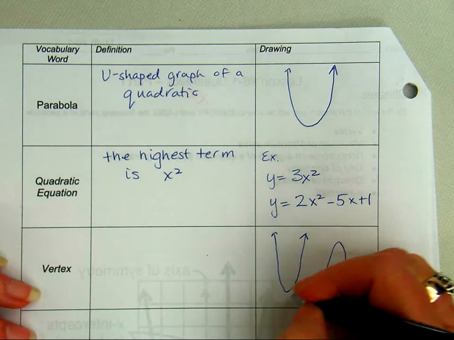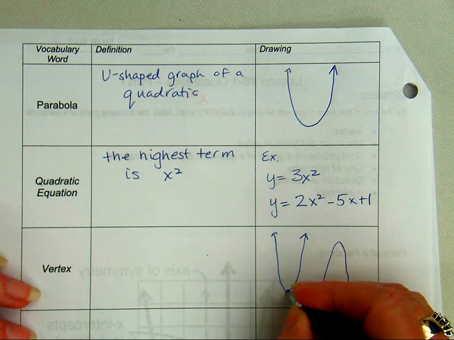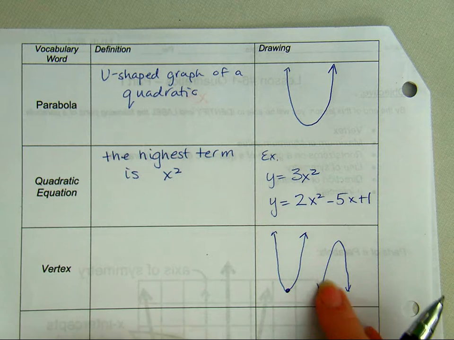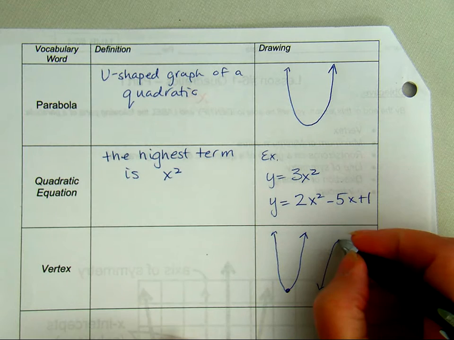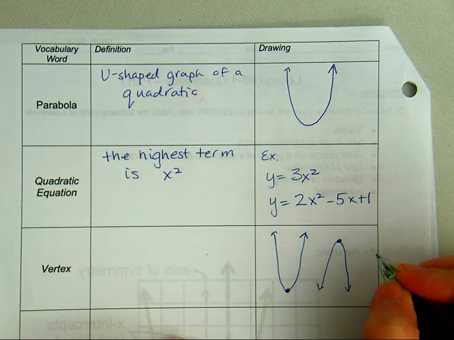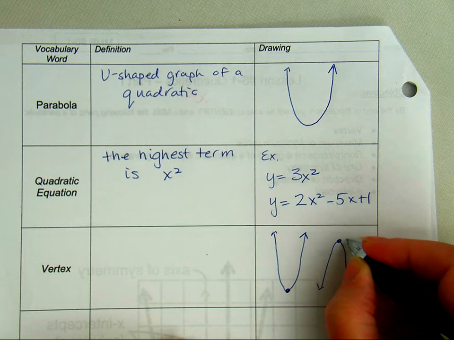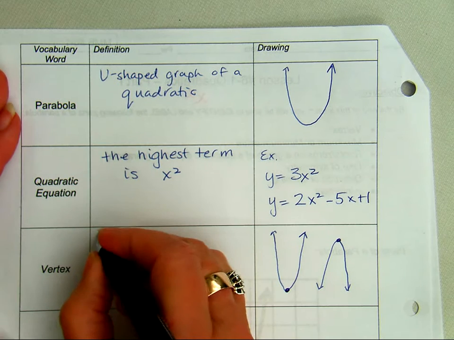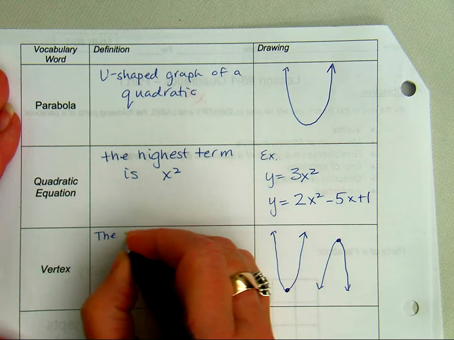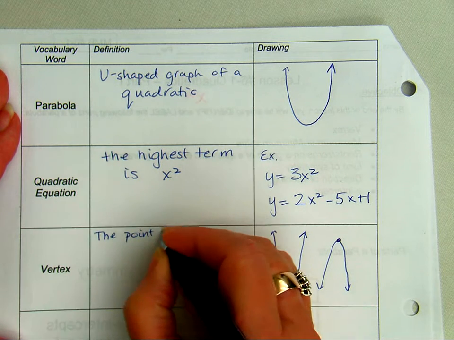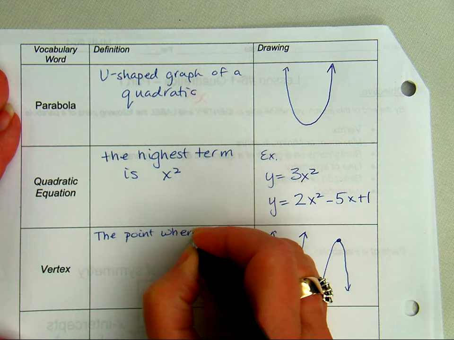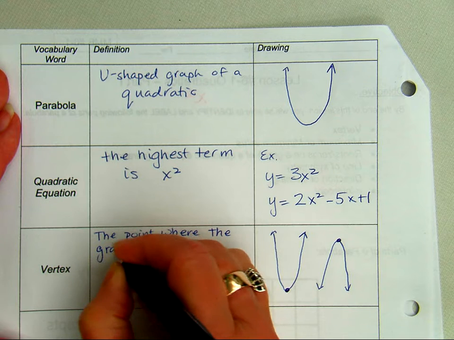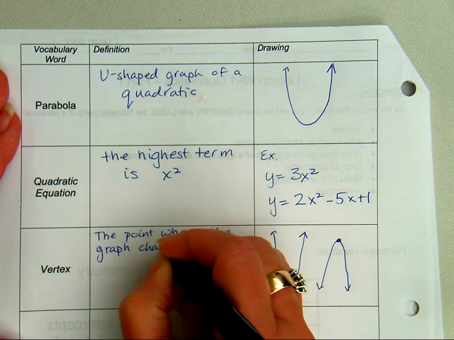For the ones that open up, the point at the very bottom is the vertex. For the ones that open down, the vertex is the point right here at the top. It's the point where the graph changes direction.